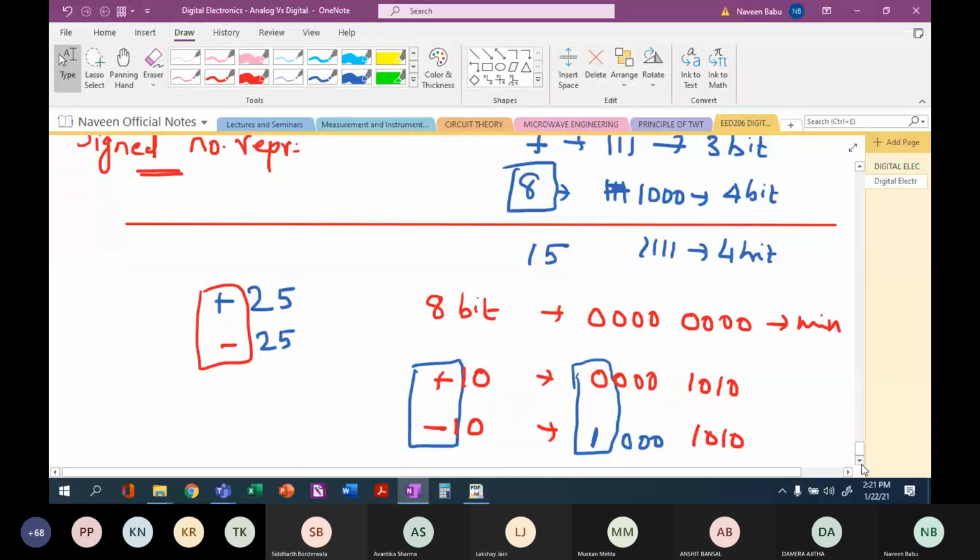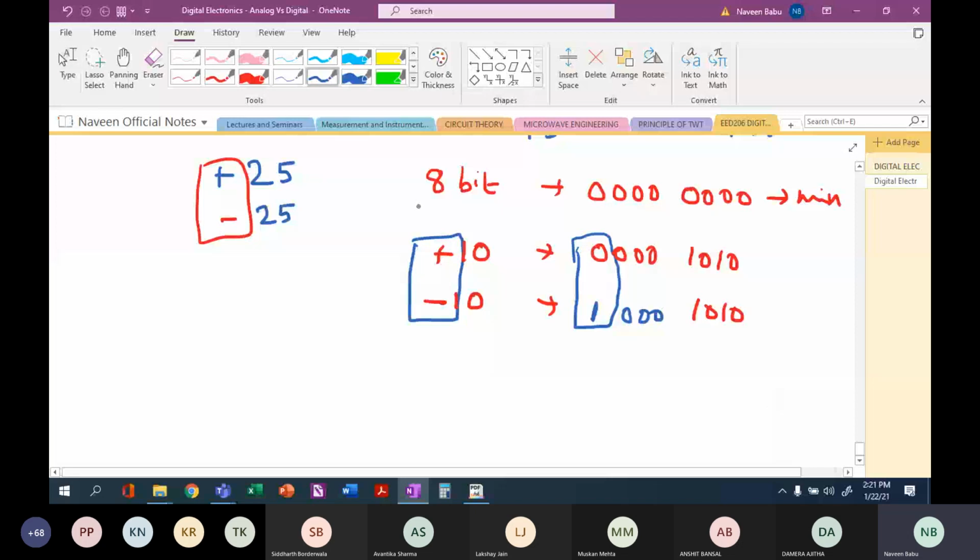Here, though the capacity of an 8-bit number is 255, that is 2 power 8, since you are using 1 bit for the sign, its magnitude of representation gets reduced by half. So you can represent only minus 128 to plus 127 using 8-bit numbers. Your representation magnitude gets reduced from 255 to 127 here. Okay, so we will see that particular table.